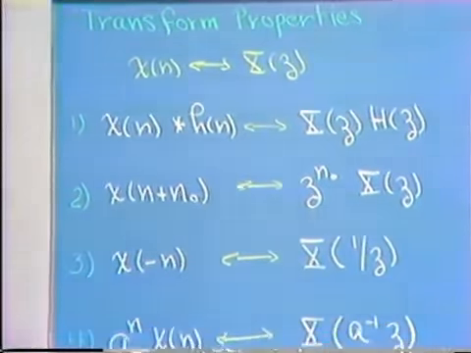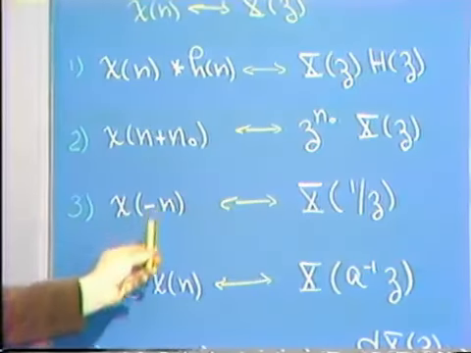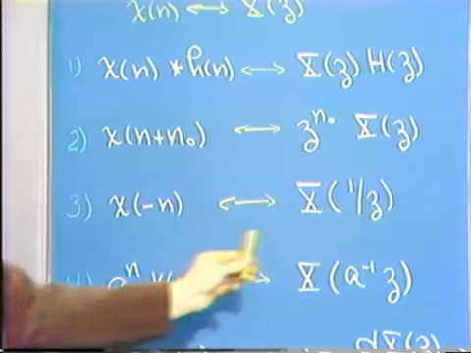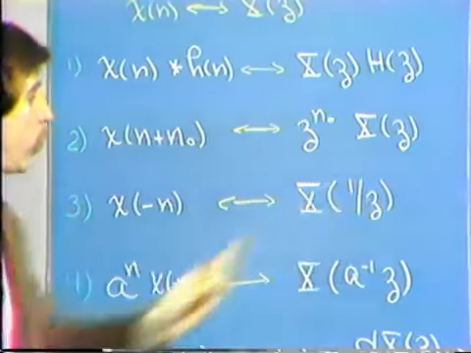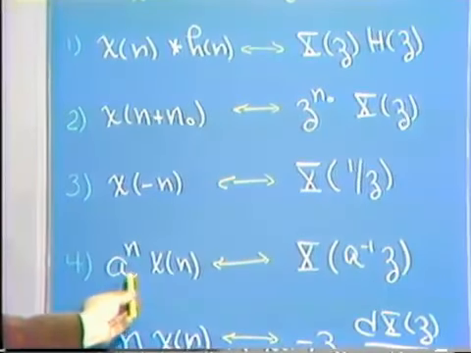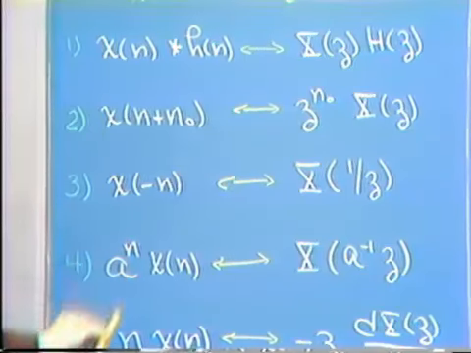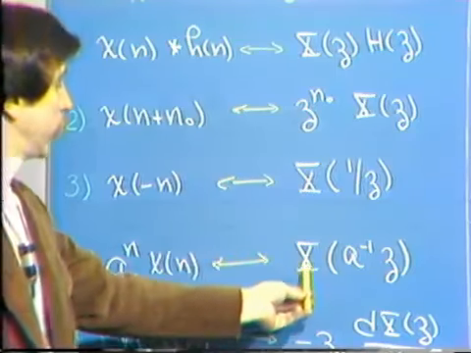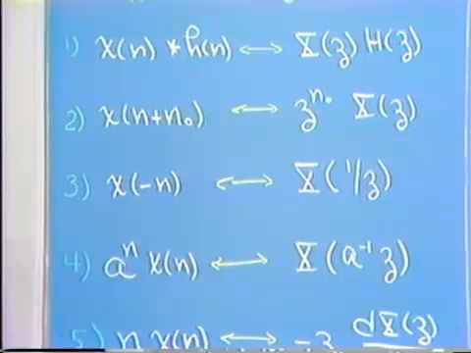Another useful property has to do with taking a sequence and turning it around in n. That is, replacing n by minus n. The resulting effect on the z transform is to replace z by 1 over z. Another useful property is the result of multiplying a sequence x of n by an exponential, a to the n. a might be complex or it might be real. And the result there is that the z transform is X of a to the minus 1 times z.